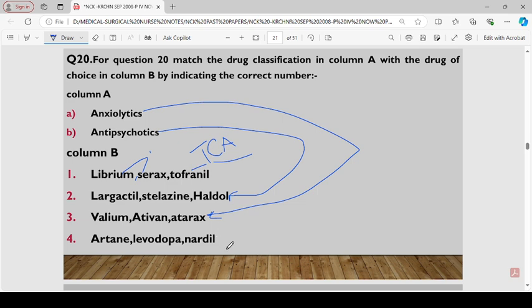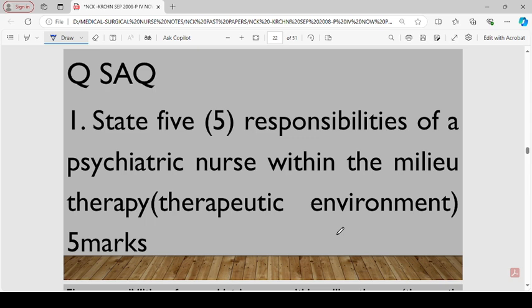Option 4, Artane, of course, is an anti-Parkinsonian drug. Levodopa is a drug used to treat Parkinson's. What about Nardil? Nardil is a monoamine oxidase inhibitor. Of course, it's also a type of antidepressant.